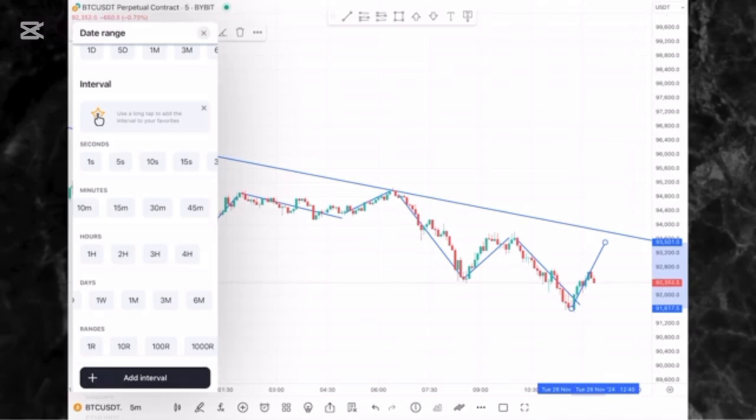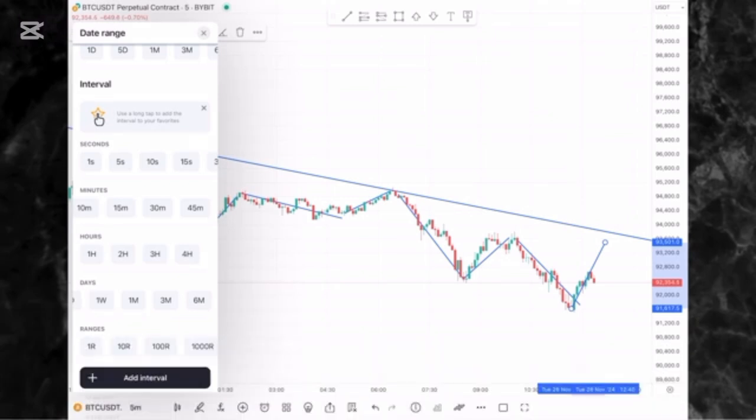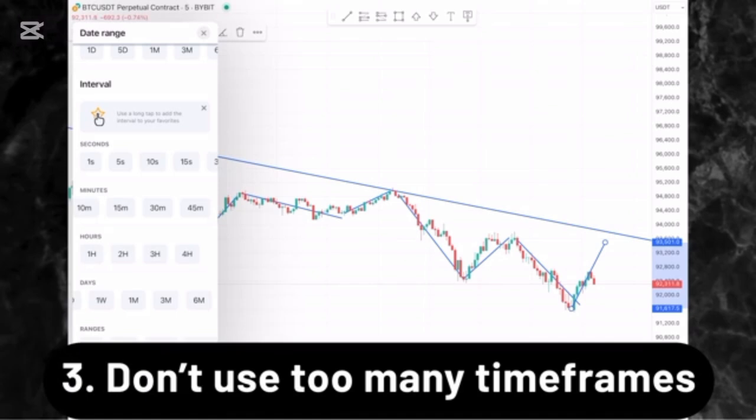And then number two, I've talked about this, always combine 3 or 4 time frames, just like I did, where I started from 1 day time frame to 4-hour time frame to 1 hour time frame, then to 30-minute time frame. So always combine different time frames. You can use one to check for your trend, and then use the other to check for the trade you want to enter.